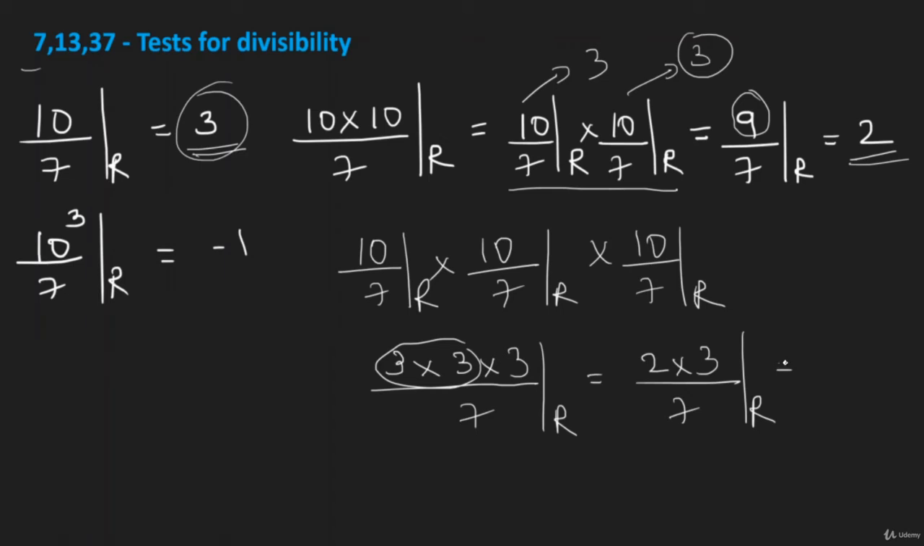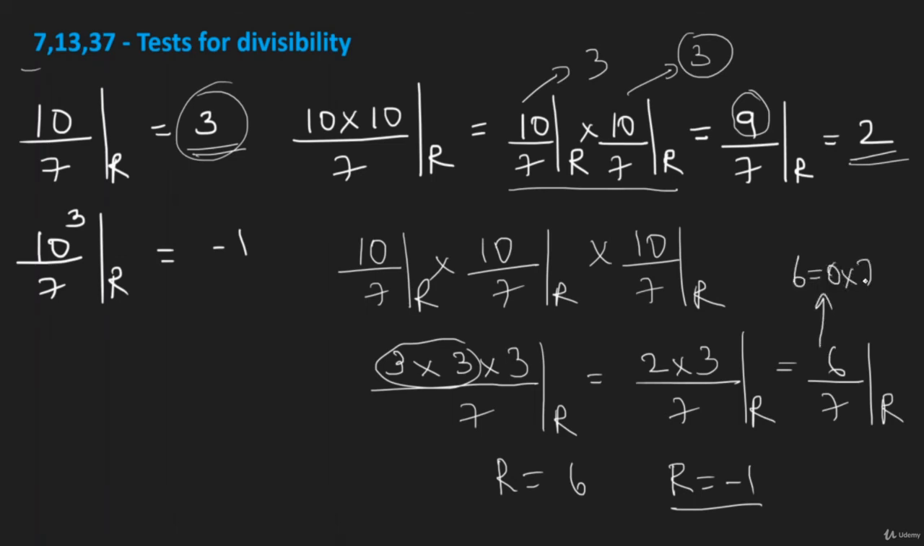This is nothing but 6 by 7 remainder, and the remainder over here is 6, right? Or I can write it as a remainder of minus 1. Why? Because I can write this 6 as 0 into 7 plus 6. That's the case where I have remainder of 6. Or I can write 6 as 1 into 7 minus 1. That's the case where I have a remainder of minus 1.